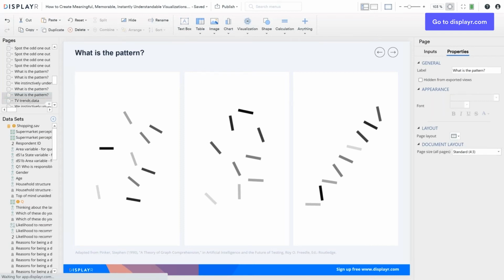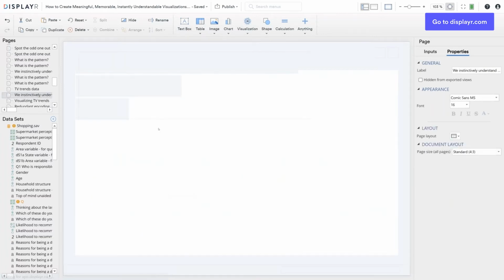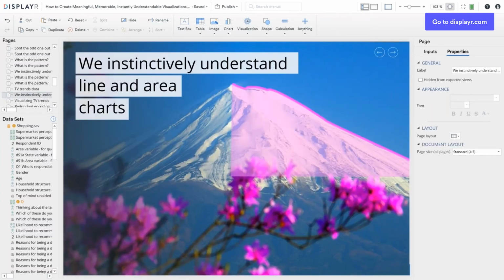Let's do another example. Here I've got some data on TV trends. How should we plot it? Jumping back to our instincts, we get lines and areas, which is why line and area charts work so well. We've evolved to understand the size of hills and the slope of hills. So it taps into our skills. But as we'll see, not all line and area charts are great.